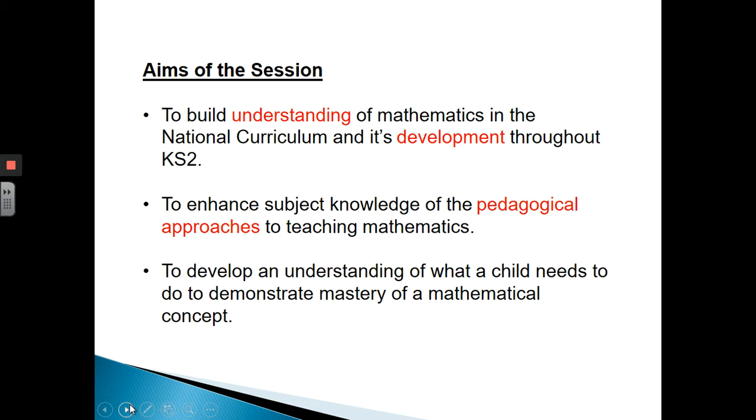So if there are any areas that you're not sure about in terms of geometry, hopefully you will have some inspiration from this session. And also to develop an understanding of what a child needs to demonstrate mastery of a mathematical concept. So we'll have a little delve into some mastery questions and some SATs questions at the end, so we're really clear about where we're aiming for at the end of Key Stage 2.